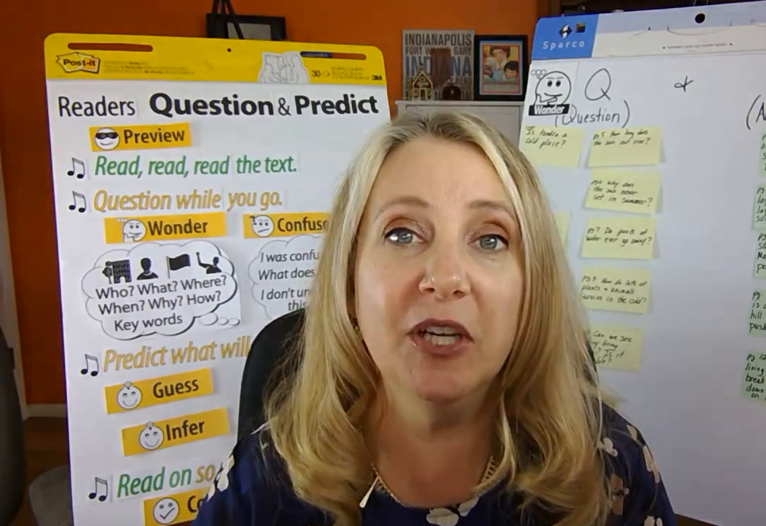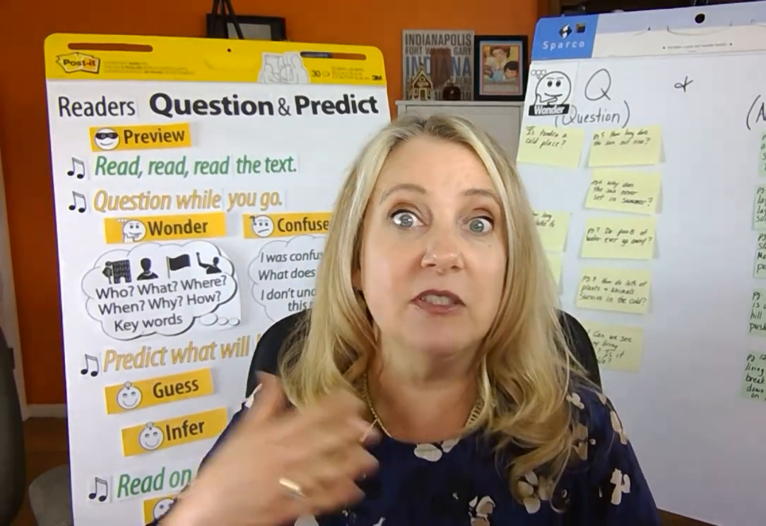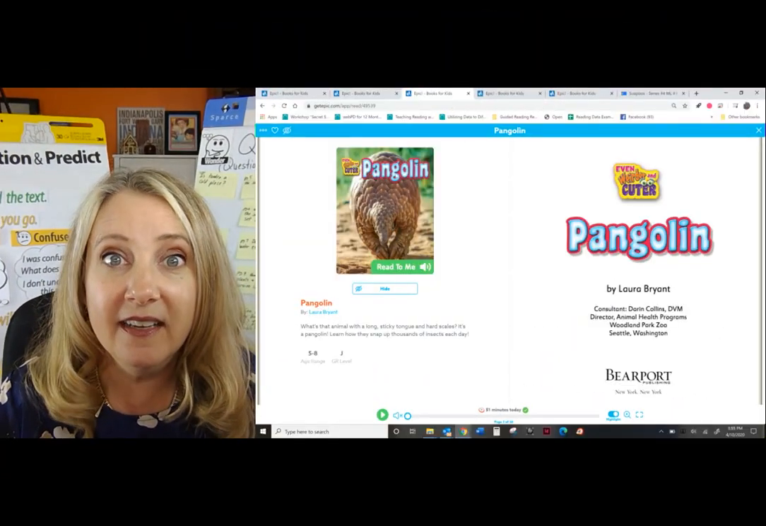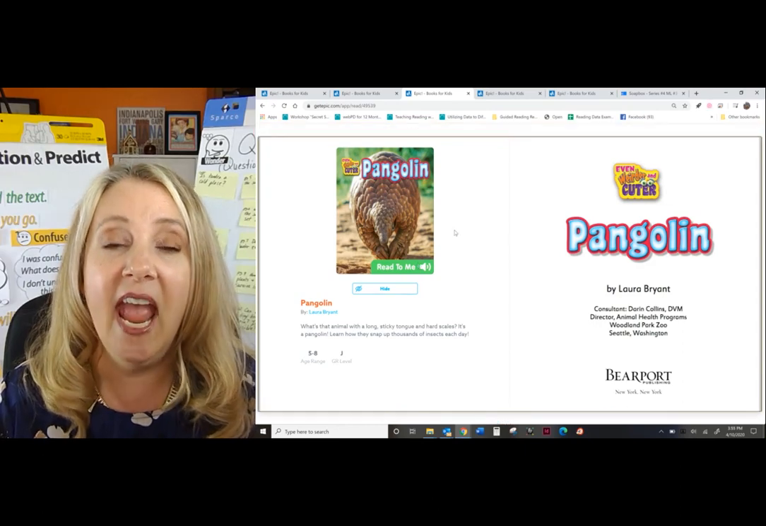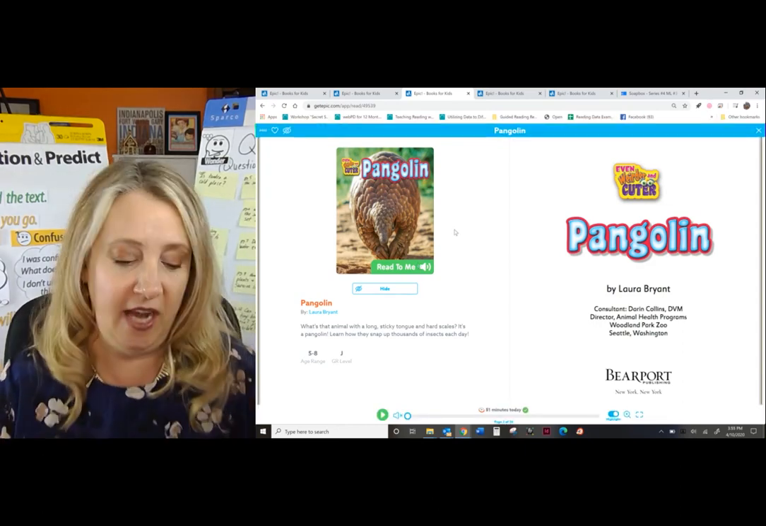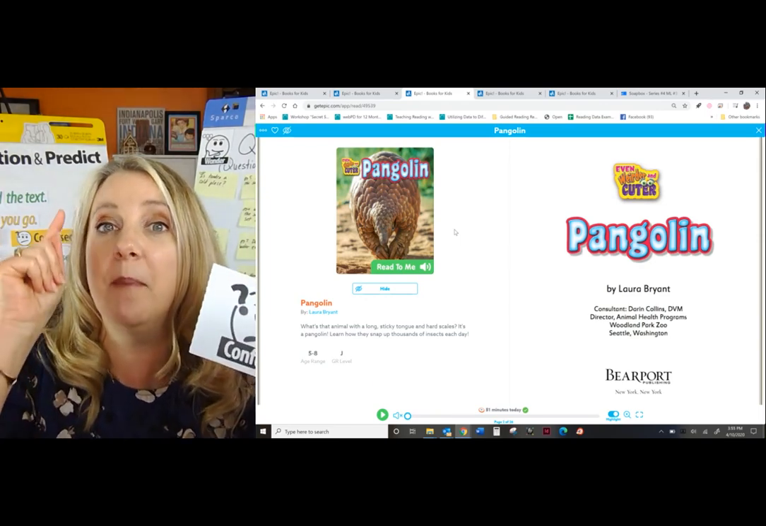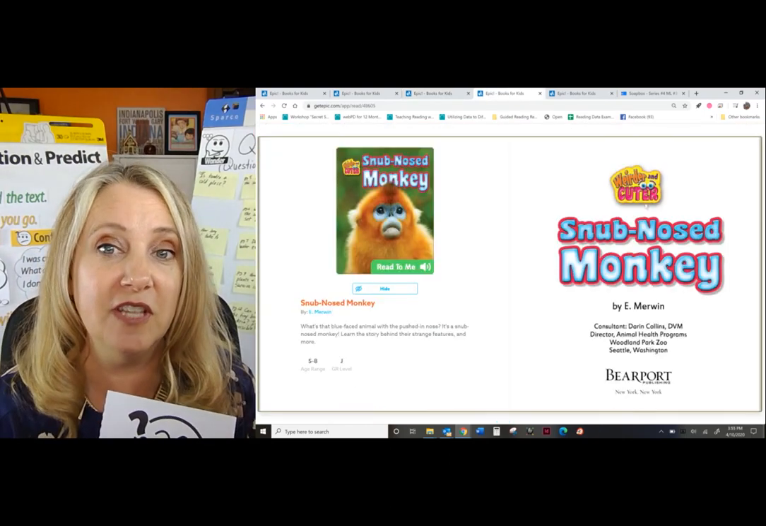Okay, I have a couple more books for you to try this out. I found some really neat books about animals I'd never heard of before. And so this is the pangolin. You can choose to read it or have it read to you. And when you come to words you don't know, you can go to the back of the book and look words up in the glossary. You can also use the text features, such as pictures.